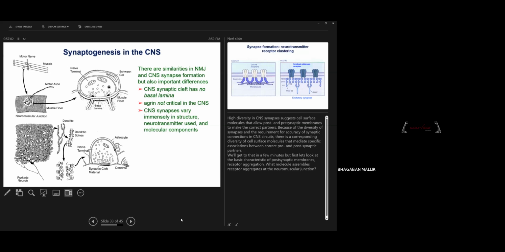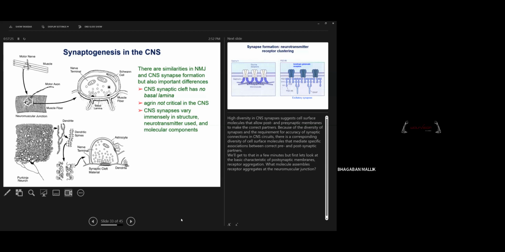In the CNS synapse, the difference between the neuron-to-neuron synapse and the neuron-to-muscle synapse, the NMJ, is this: the CNS synaptic cleft has no basal lamina. So here you can see that the NMJ has the basal lamina. You do not have the basal lamina in the CNS synapse.